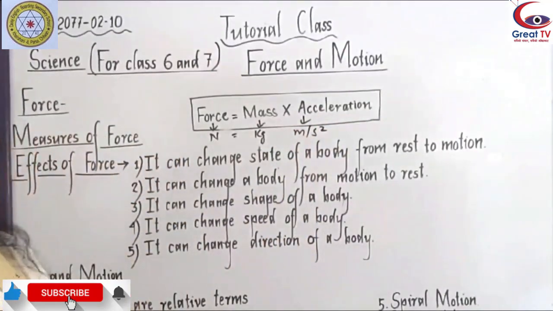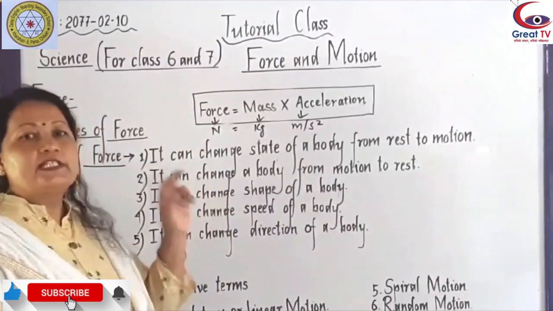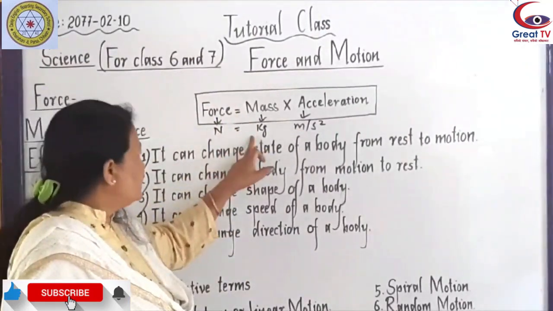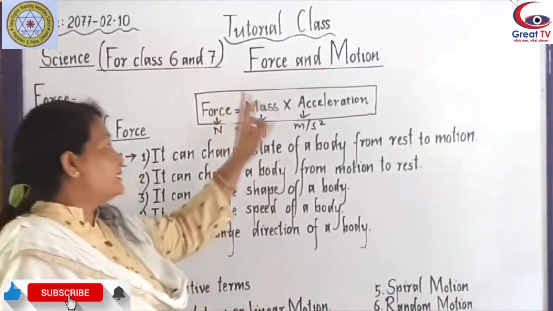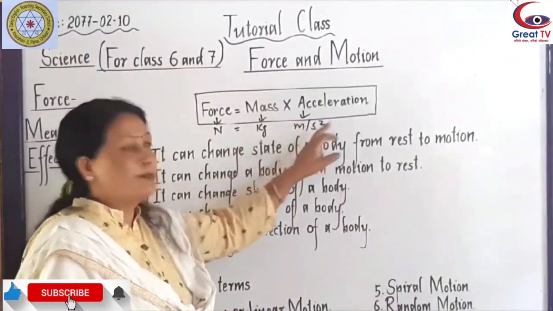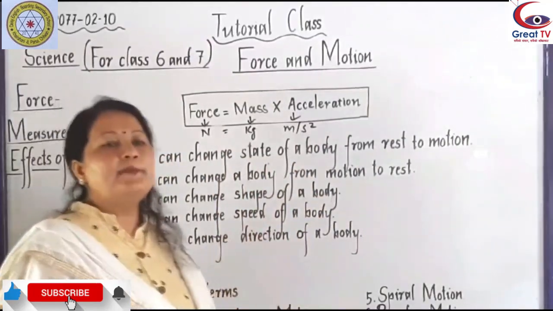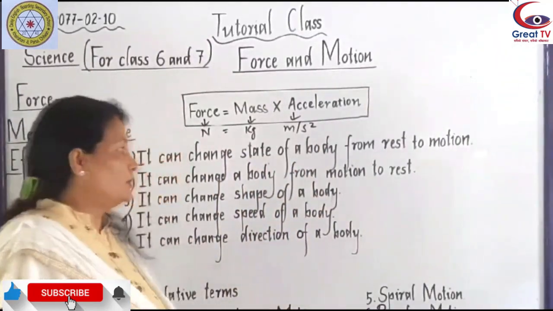Now, what is 1 Newton force? 1 Newton force is that force in which a body of mass 1 kg moves with an acceleration of 1 meter per second square. The SI unit of force is Newton. Spring balance is used to measure force.